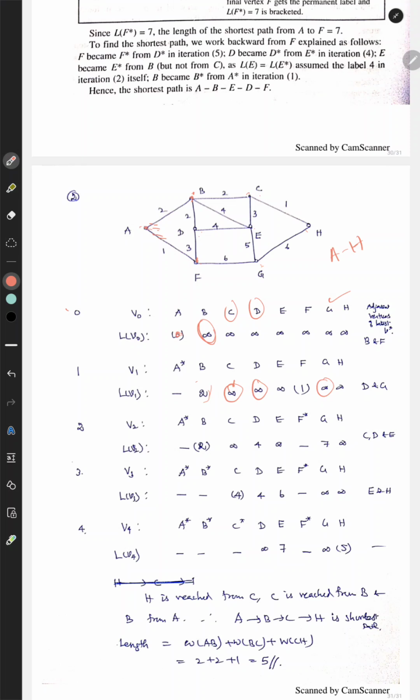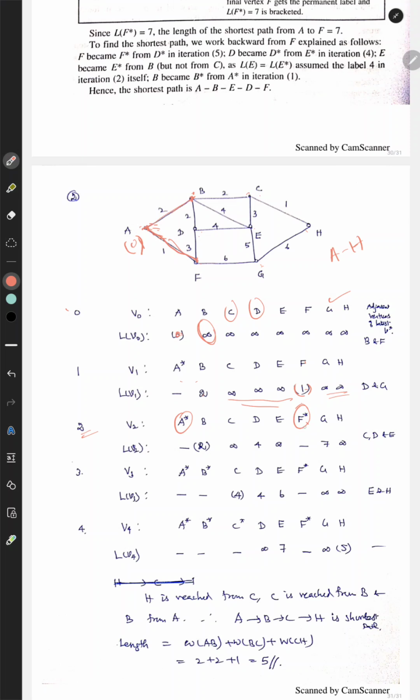So here the label of B changed to 2, that is, 0, the permanent label of A, plus 2, right? So 2 is the new label of B. Now 0 plus 1 will be the new label of F. All the remaining will have infinity as the label. Among these, 1 is the smallest, bracket it, and in the second iteration it becomes F star now. So A star is removed in the first stage, or it is permanent in the first stage.